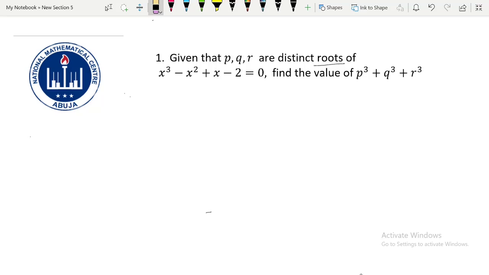So they said x equals P, Q, R are roots of this equation, right? P, Q, R are roots of this. So it means the roots are, that means x equals P, x equals Q, and x equals R are roots of this.